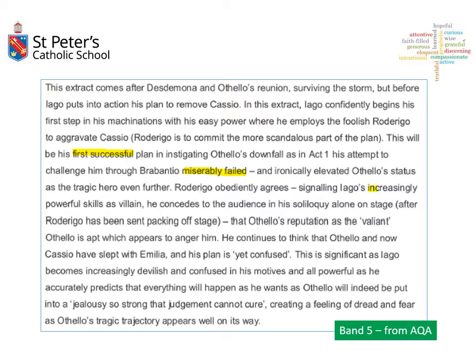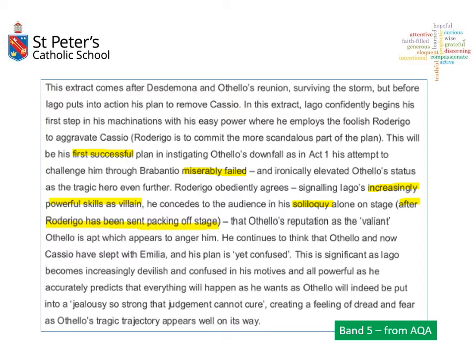You've got some comments on structure, signalling Iago's increasingly powerful skills as a villain. So we're looking at aspects of tragedy, his villainy, and some comments on the structure, that he's becoming increasingly powerful. We've got links to AO2, where we're talking about his soliloquy and the drama of this after Rodrigo has been sent packing off stage. So that sense of how this looks in performance. None of this is laboured. This is all very easy and comfortable for this student. It's someone who knows this, is thinking about it as a play.